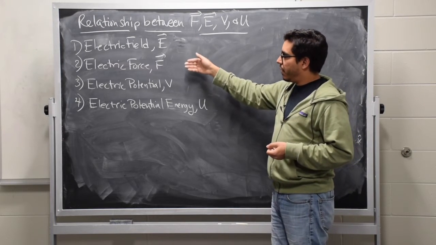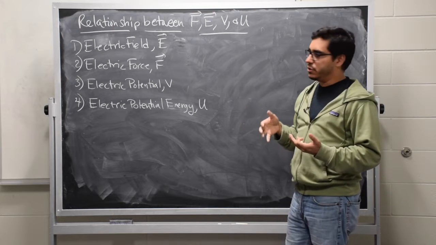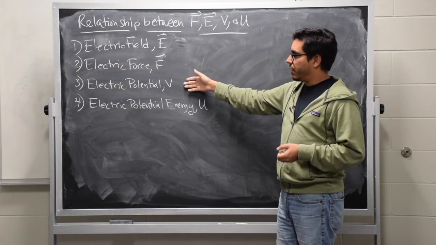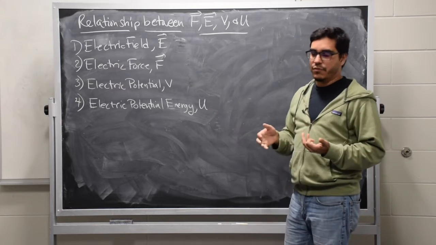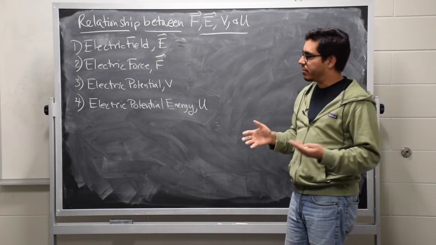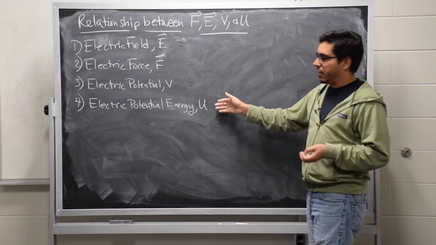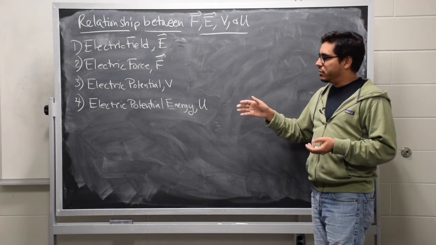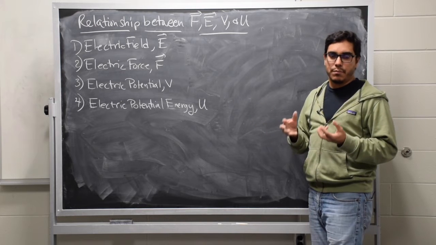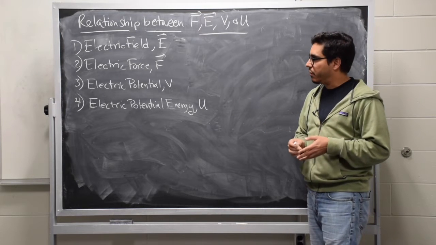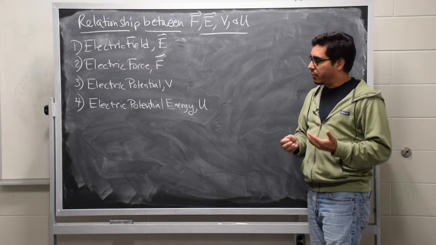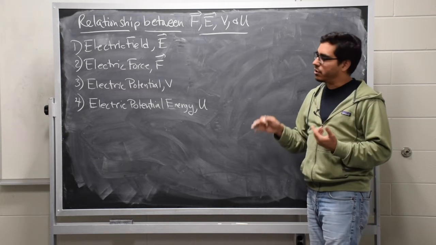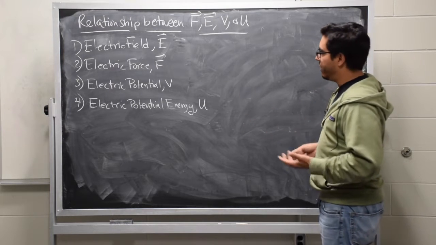We talked a little bit about electric force, which is the interaction between charged particles. We talked a little bit about electric potential, which is the scalar field that sort of characterizes the landscape of the energy. And then we talked about the electric potential energy, which is the energy associated with pairs of charged particles. We talked a little bit about how some of these are related to each other, but in this video we're going to talk about how they're all sort of interrelated.